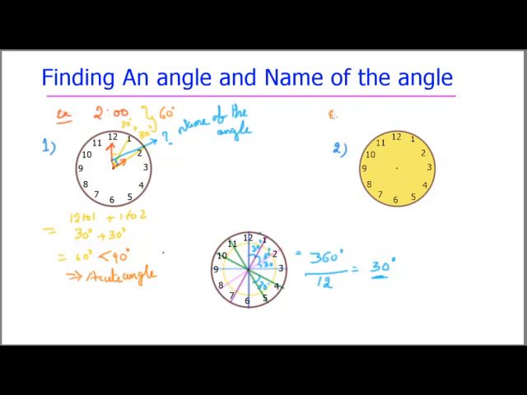Now second example, find the name of the angle and the angle in the clock. Suppose the second one, they have said 3:30. Now we need to draw the clock hands. 3:30 means the hours hand should be pointing in the middle of 3 and 4, and the minutes hand should directly point to 6. Clear? Now we have to find out what the angle in this clock is.